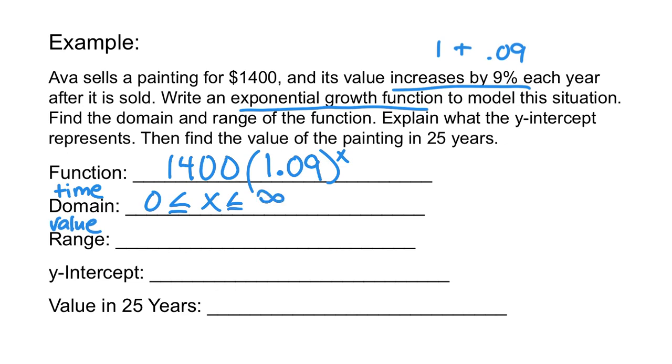Never stops. The value of the painting, though, started at $1,400. And we don't know how much it will be valued later, but we know it could continue to grow in value forever. The y-intercept for this function is that 1,400, and that represents your starting value.